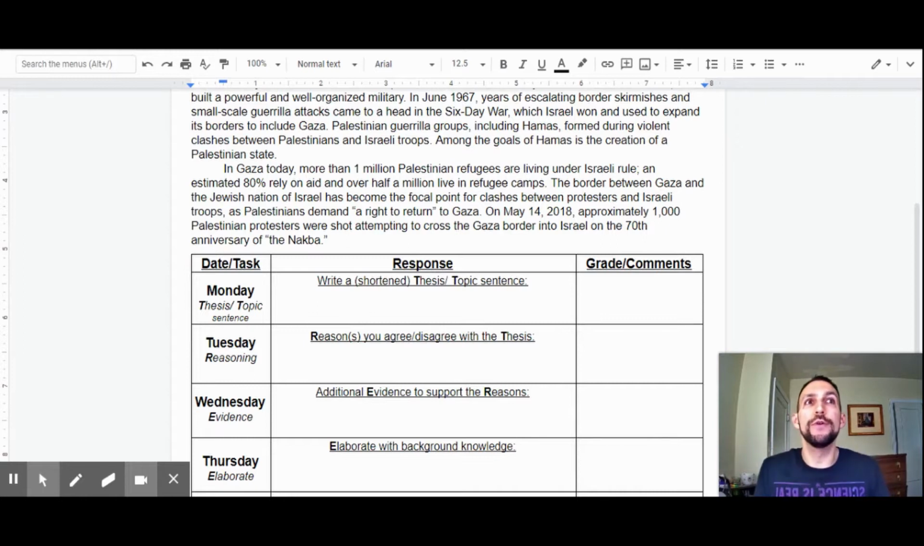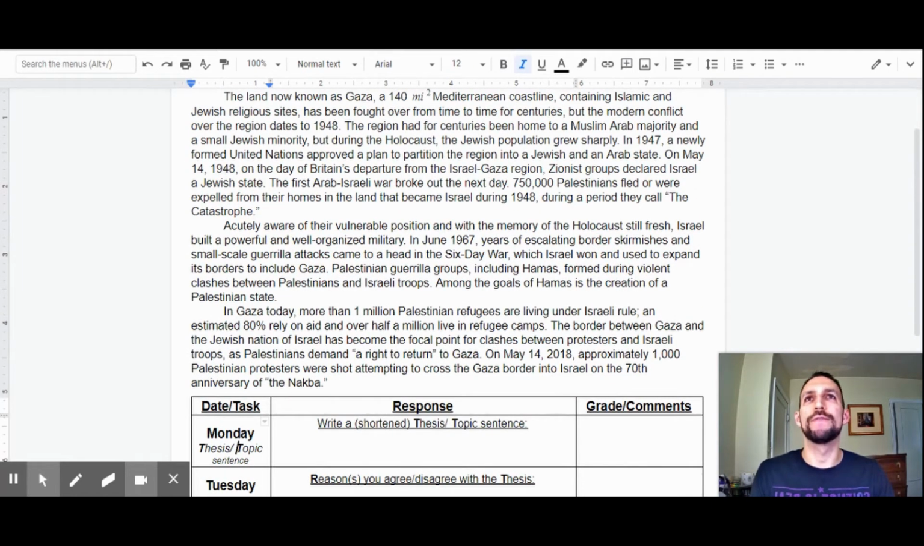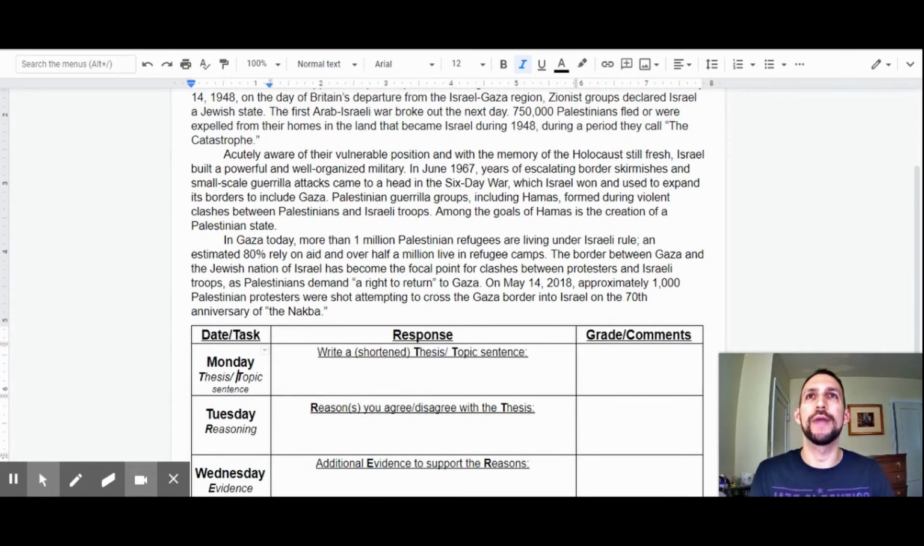I know this may seem counterintuitive and like sacrilege to everything teachers have told you, which is read the reading first. This can be overwhelming since there is a wall of text here, if you try to read all of it, process all of it, remember all of it, and then go to answer something. Instead, let's look at the question. We're asked to write a shortened thesis or topic sentence. So first we need to figure out what our topic sentence is.